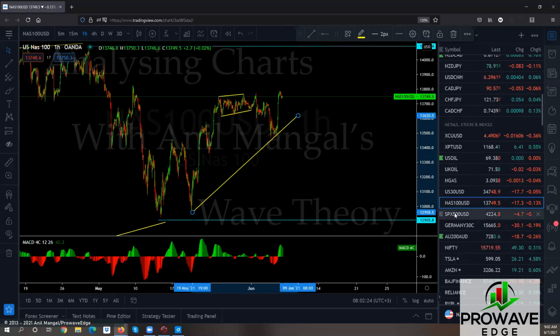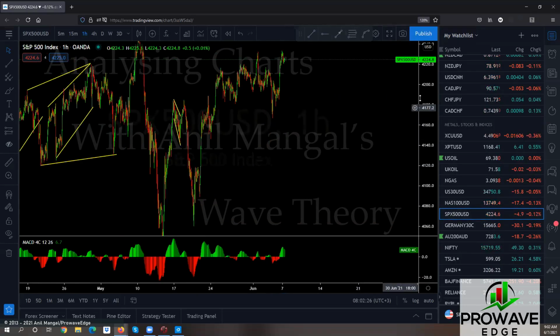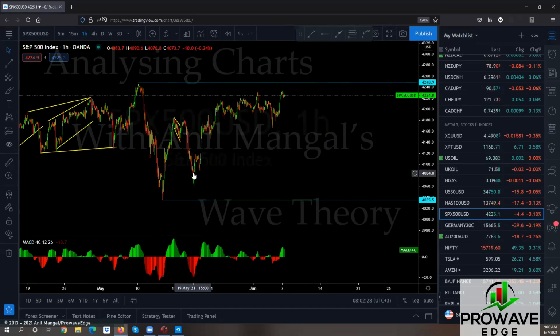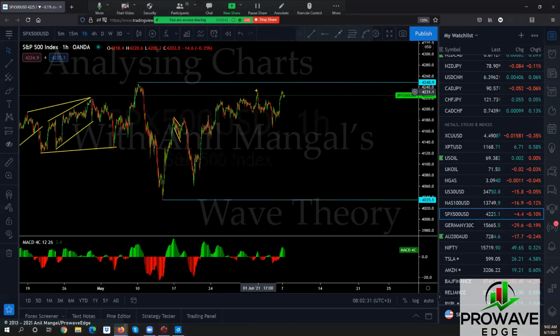S&P 500. We have this, and this definitely looks downside because we have this three wave, but I don't think it's an equivalent of this one. So I wouldn't be surprised if this drops here, goes back up, comes back here, and then goes. We're just making a bigger flat.